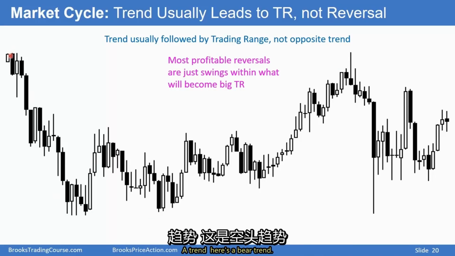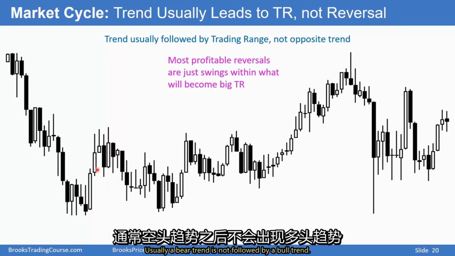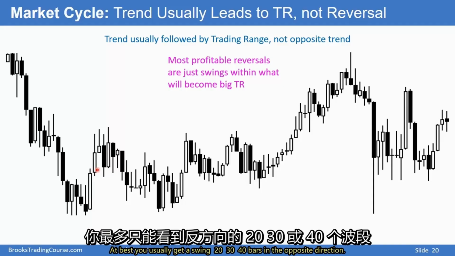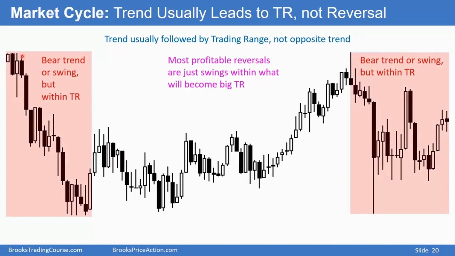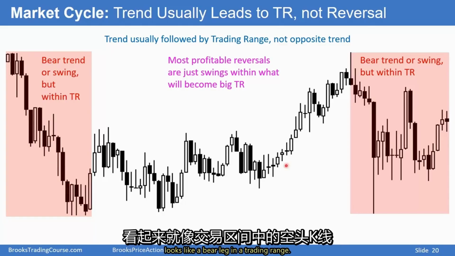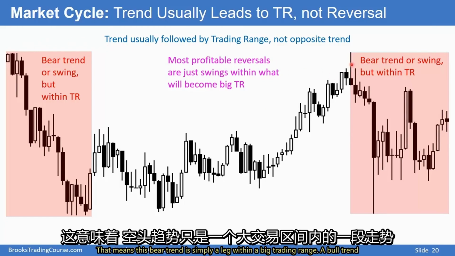Here's a bear trend. It usually is followed by a trading range. It was followed by a trading range here, and ultimately even a very big trading range here. Usually, a bear trend is not followed by a bull trend is not followed by a bear trend. At best, you usually get a swing, 20, 30, 40 bars in the opposite direction. A bear trend or swing with bad follow-through looks like a bear leg in a trading range. Again, a bear trend or a swing. We're staying above the lows over here, staying below the highs over here. That means this bear trend is simply a leg within a big trading range.